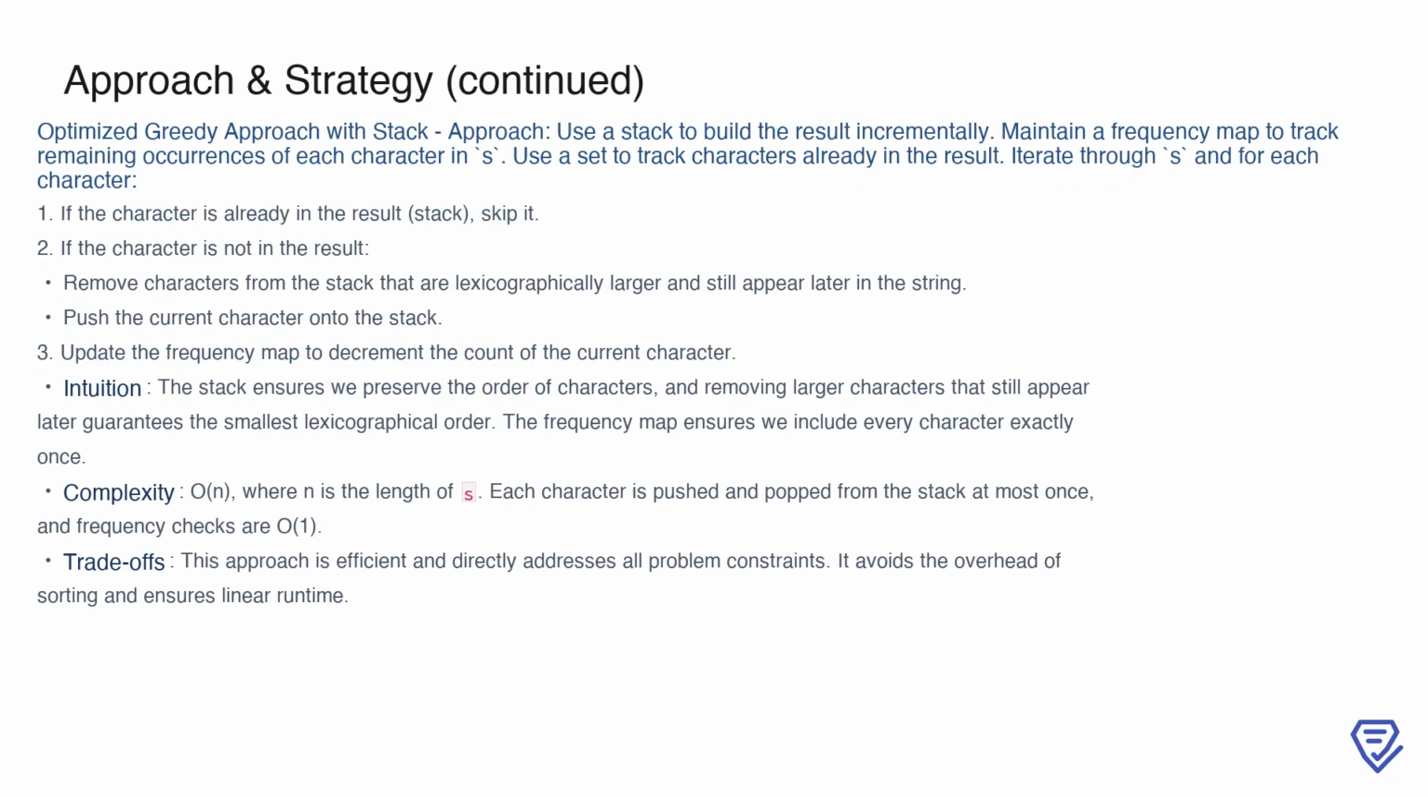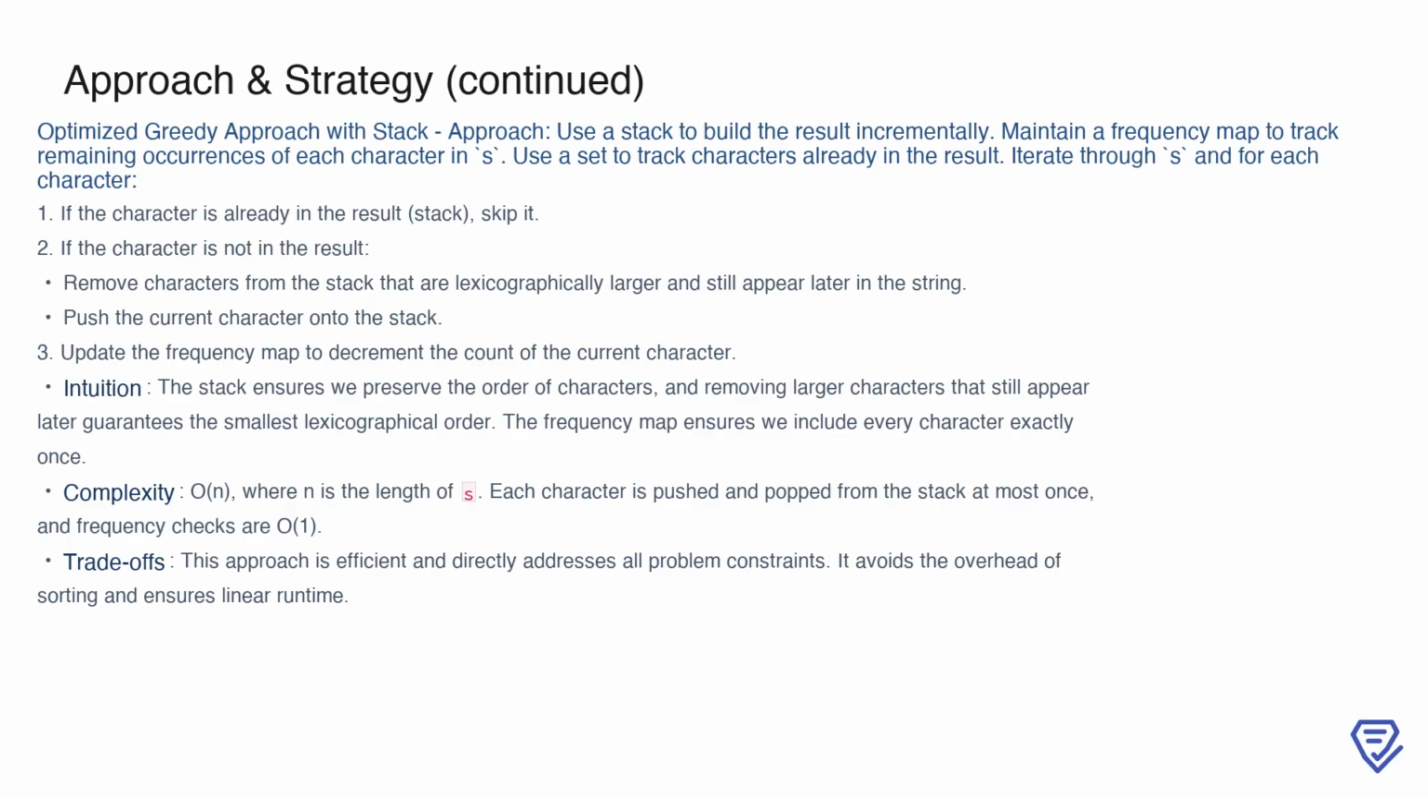The optimized greedy approach with a stack resolves the inefficiencies of the earlier methods. In this approach, we use a stack to construct the result incrementally. A frequency map tracks how many times each character appears in the input string, while a set helps us keep track of characters already included in the result. As we iterate through the string, if the current character is already in the result, we simply skip it.